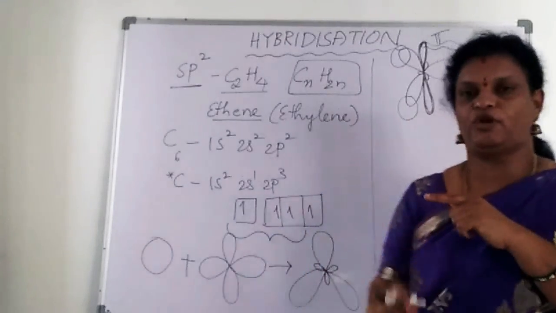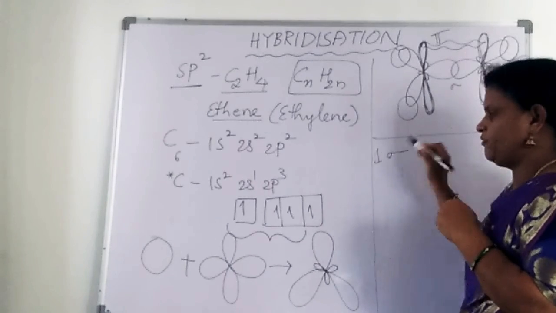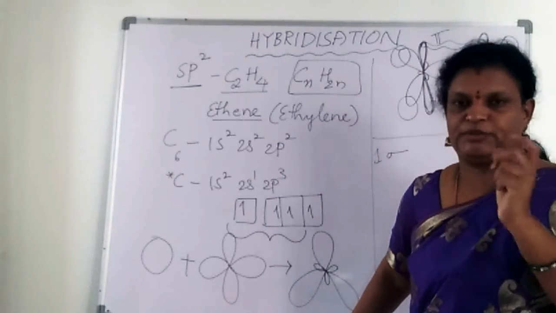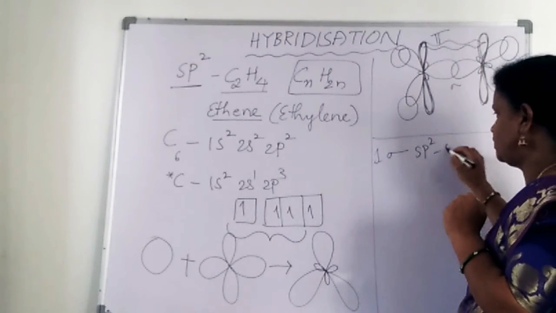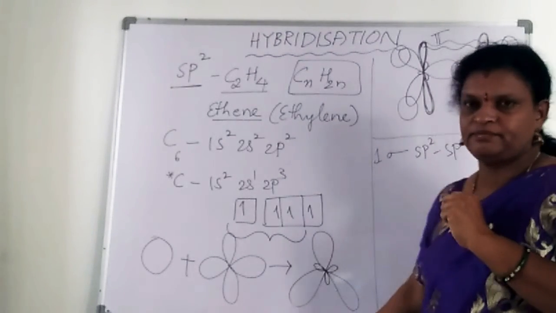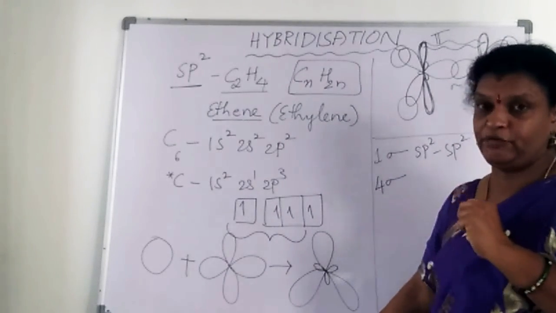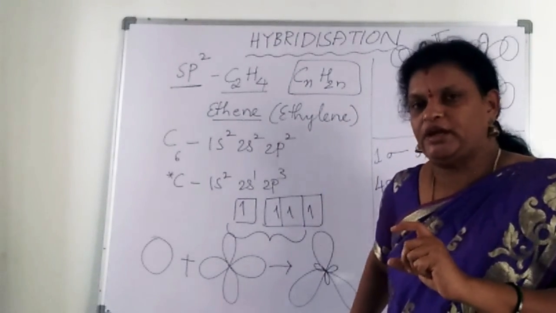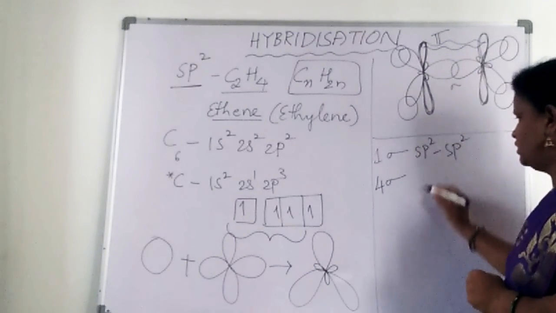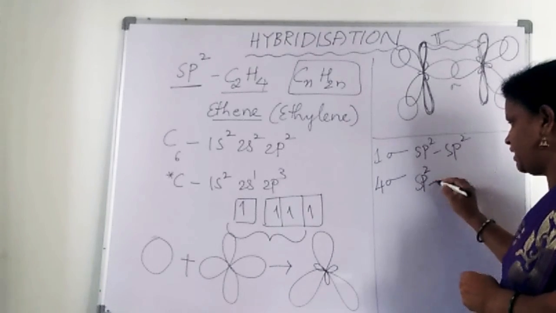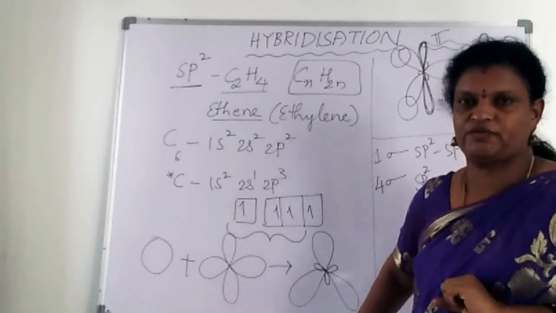So here how many bonds in total are present in this? One sigma bond between sp2 of carbon and sp2 of another carbon. So that sp2-sp2 bond is a sigma bond. Next, 4 sigma bonds are formed between the sp2 hybrid orbital of carbon and the s orbital of hydrogen. So here between the sp2 hybrid orbital and the s orbital of hydrogen, 4 sigma bonds are formed.